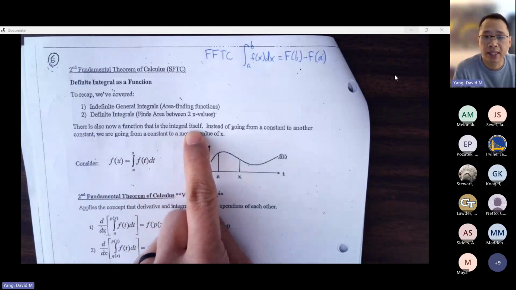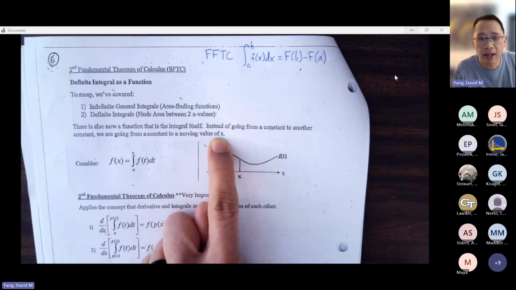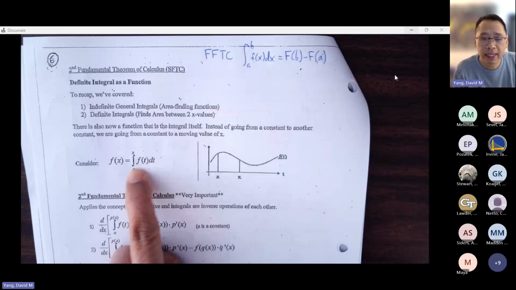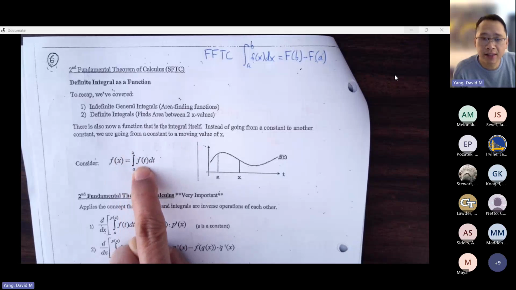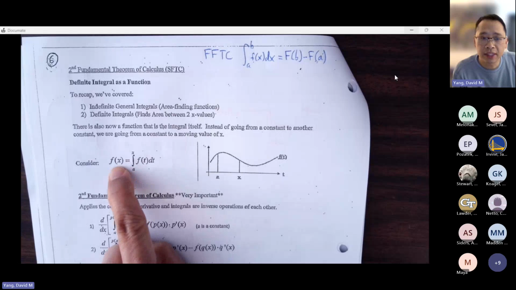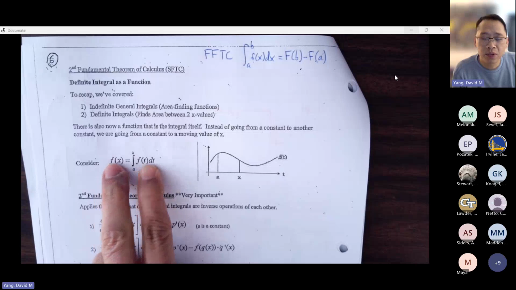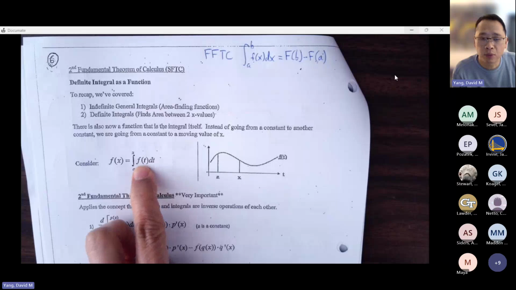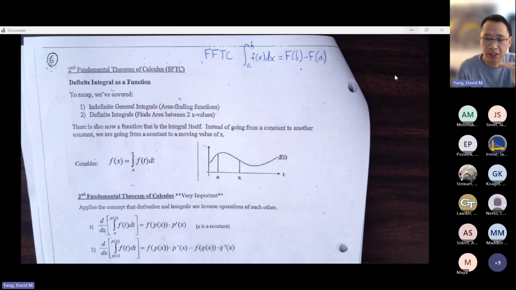There's also now a function that is the integral itself. Instead of going from a constant to another constant, we're going from a constant to a moving value of x. So now we can define a function as the definite integral of some f of t. Now this feels complicated, but we're going to use the second theorem to make it a little easier to work with. So just understand that this function is living at the antiderivative level of f of t. These two functions are staggered: I need the integral of some function to raise it up to another function, so they have a derivative relationship with each other.